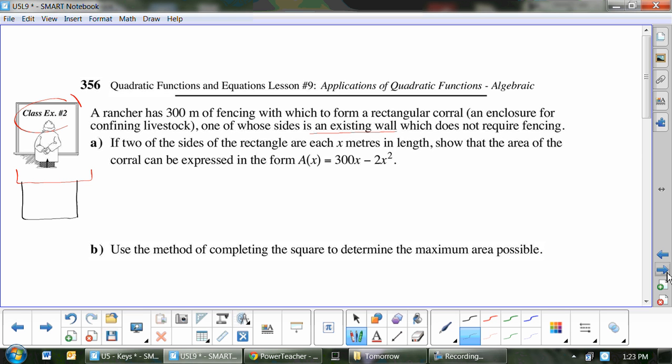Okay, so they say 2 of the sides of the rectangle are x meters in length. So we know it's these 2 sides because it's a rectangle, right? It's not going to be like that, because this side and this side are going to be equal. So when they say 2 are the same, we automatically know it's these 2. And then they say that the area can be expressed in this form. So area.